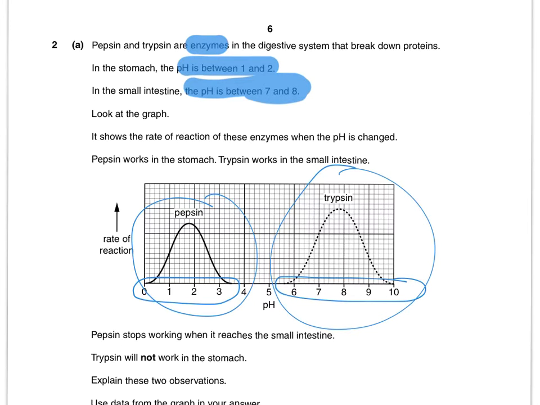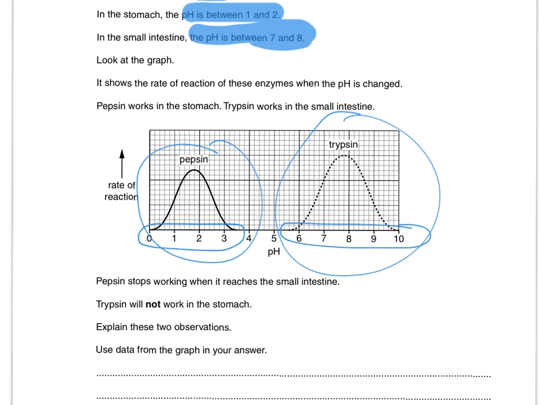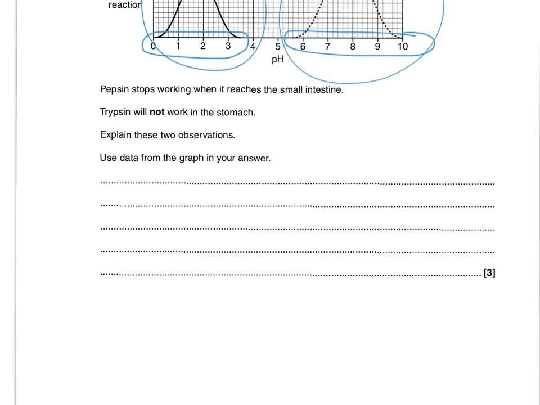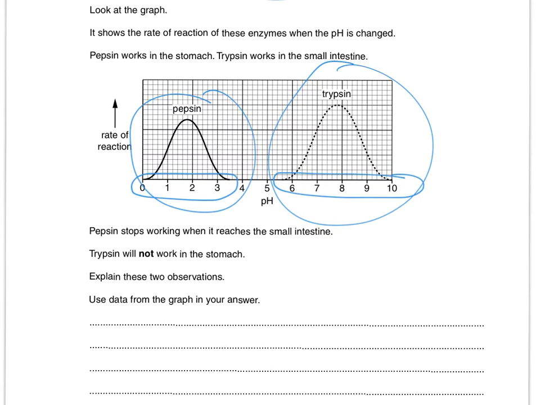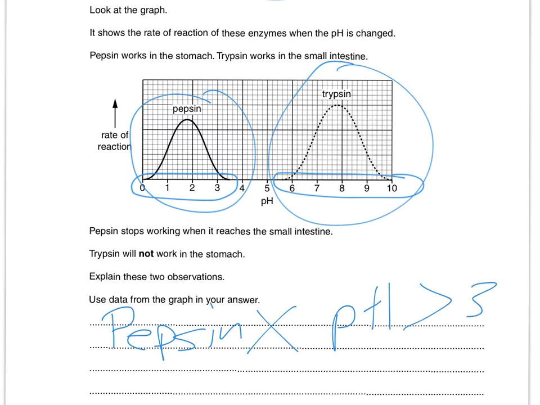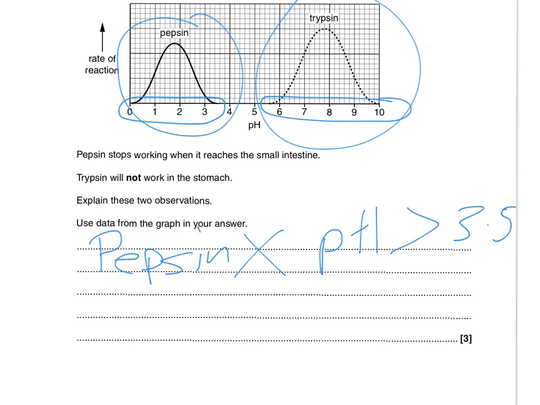So they work best at certain pHs, so we're thinking. Pepsin stops working when it reaches the small intestine. Trypsin will not work in the stomach, okay? Explain these 2 observations. 3 marks available here, guys. It's so straightforward, okay? So all we have to do is that we need to talk about that data. So first and foremost, we can say that pepsin does not work at pHs of greater than 3.5. Yeah, we've got that on our graph. That's 1 mark. How easy is that? That is literally just reading data off of our graph over here. Yeah, that is all that is. So first mark, boom, done.